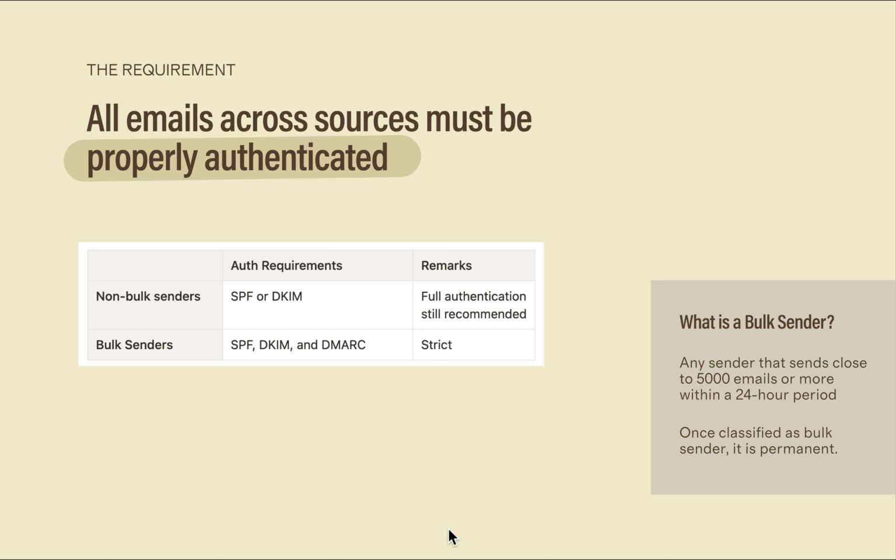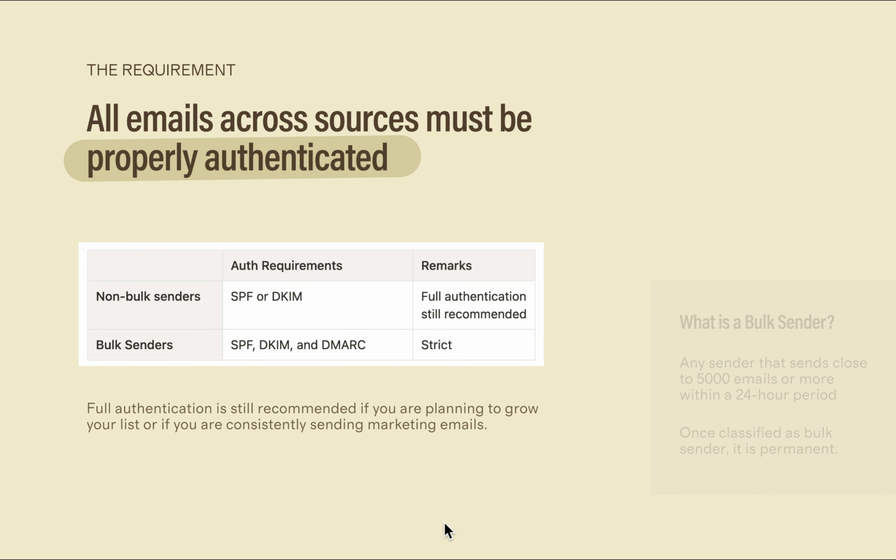Now, what's important to note is once an email sender is classified as bulk sender, it is permanent. So even if you lessen the volume of emails that you send in a day, your classification as a bulk sender will not be removed. And if you are not yet considered as a bulk sender, it doesn't mean that we will disregard full authentication requirements, because this full authentication is still recommended for your emails to land on inboxes. Email experts are also foreseeing that Google and Yahoo will expand this requirement even to non-bulk senders, so it's best to be covered as early as you can. But for bulk senders, this is a requirement, and based on their announcement, they will be strict in reinforcing it.